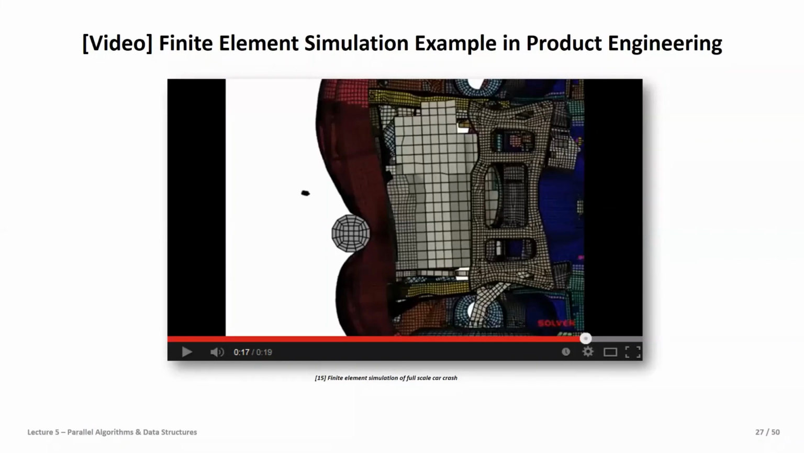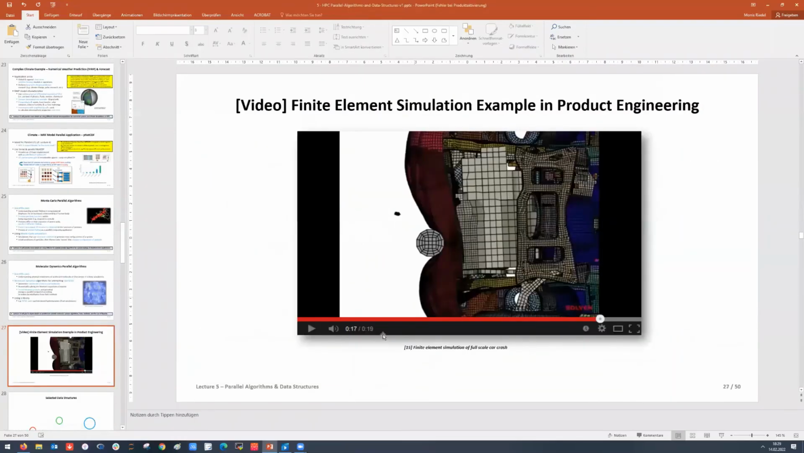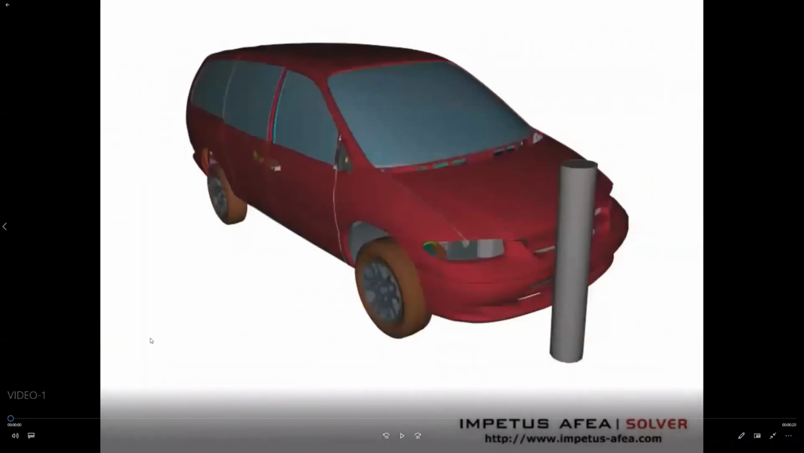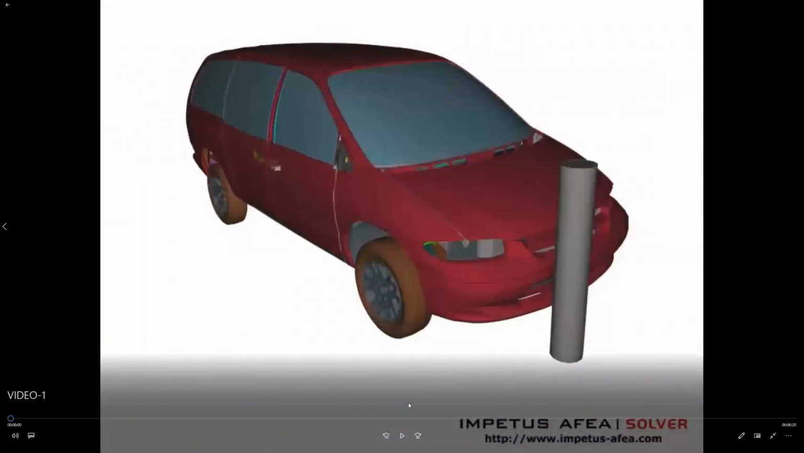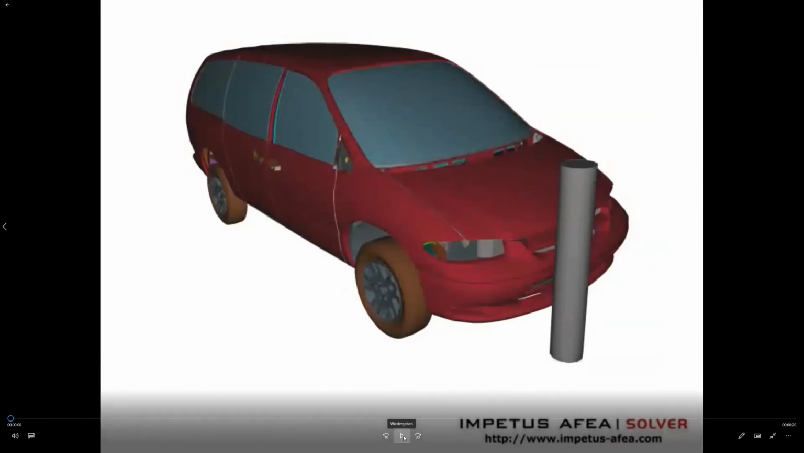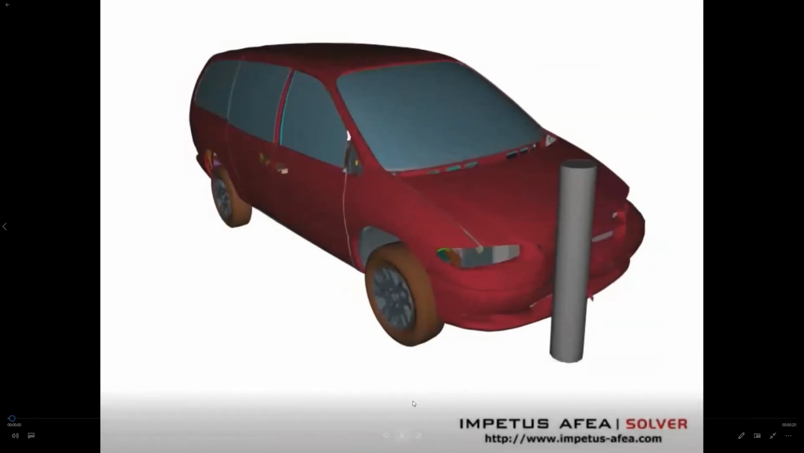Here's also another nice example where people in finite element simulations, related to computational fluid dynamics, have many different applications. Here you see a car crash simulation that I brought to you as a video. Have a look at this short video to understand why HPC can be useful also for real life problems.